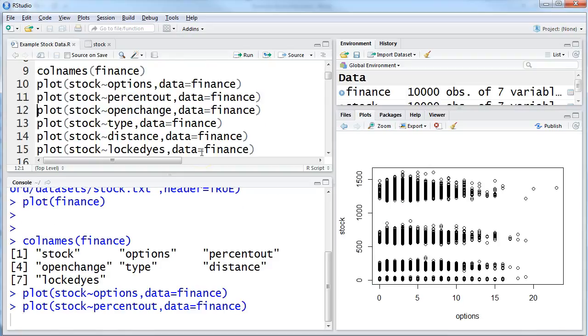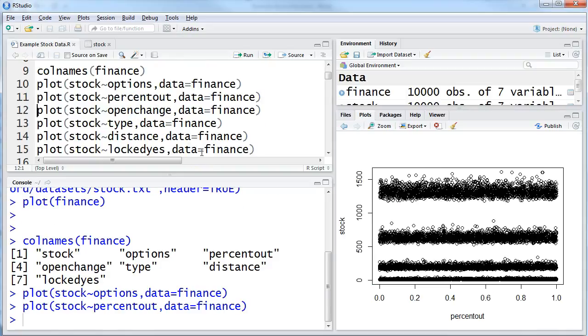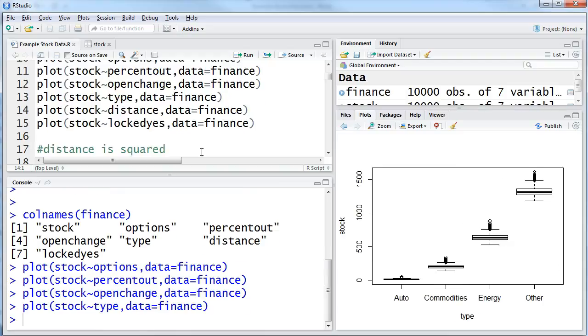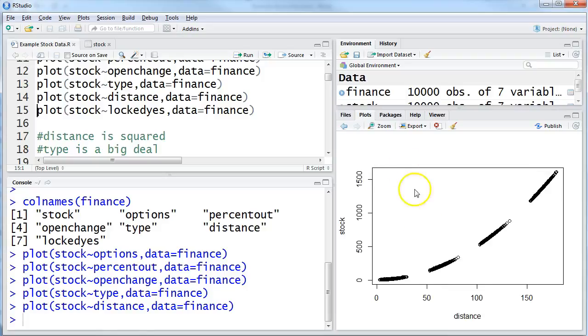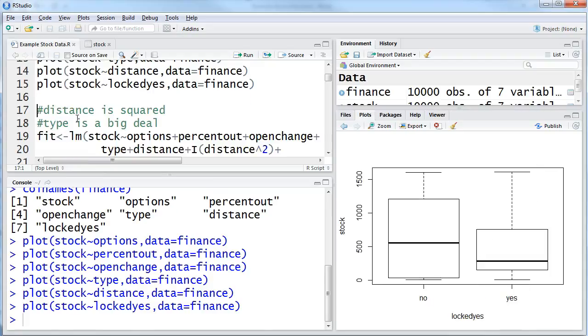So then I looked at some of the other graphs. That one also I don't see much going on. Nor here, but look at type. Why is it that we have a high clump, medium clump, low clump? It's because of the different types. So type is obviously very important. And distance is clearly important because there's a huge relationship between stock and distance. But it's not a straight line relationship. This is clearly curved. And looking at locked, I don't know if I really see anything.